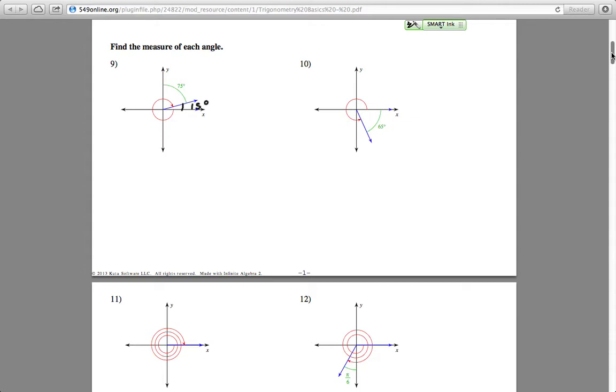Well, if I'm going clockwise, first of all, the answer has to be what? Negative. So I'm going to go back all the way, except I'm going to come short 15. So all I have to do is 360 minus 15, and that'll give me what? It's going to be negative 345 degrees.